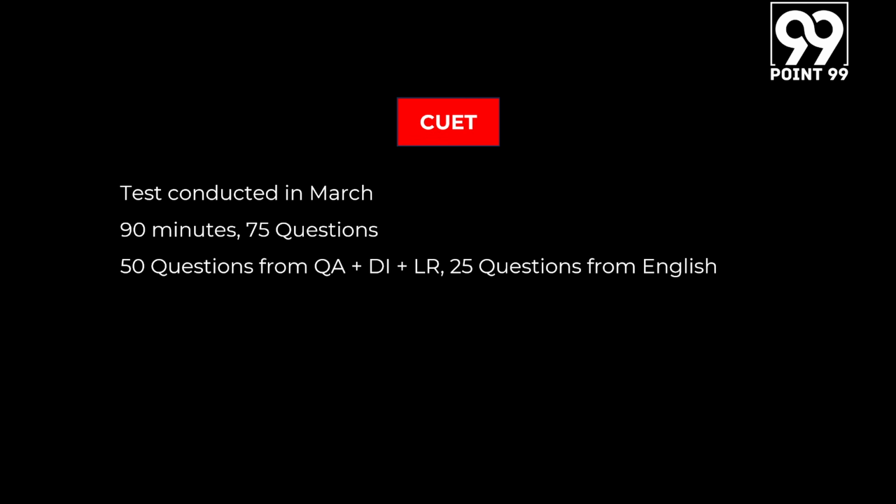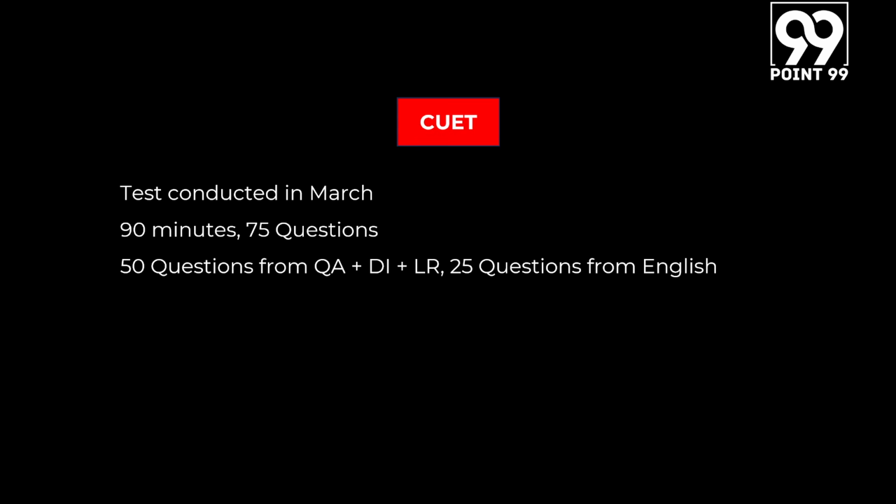The next one is an ambitious venture called the CUET. Now, CUET basically came into prominence because TISS was accepting it, and it's conducted in the month of March. 90 minutes, 75 questions is the format. So it's kind of a speed test. Now 50 questions will be from QA plus DI plus LR, and 25 questions will be from English. So that is basically what the split looks like.